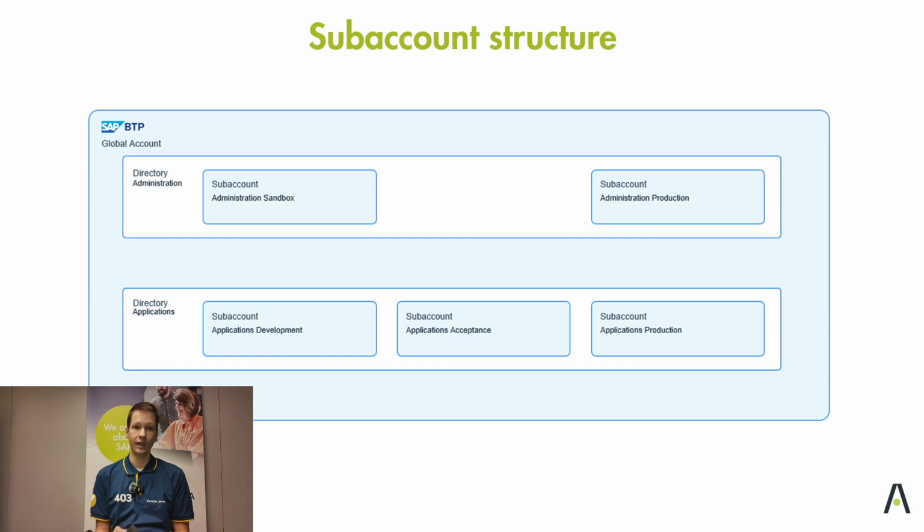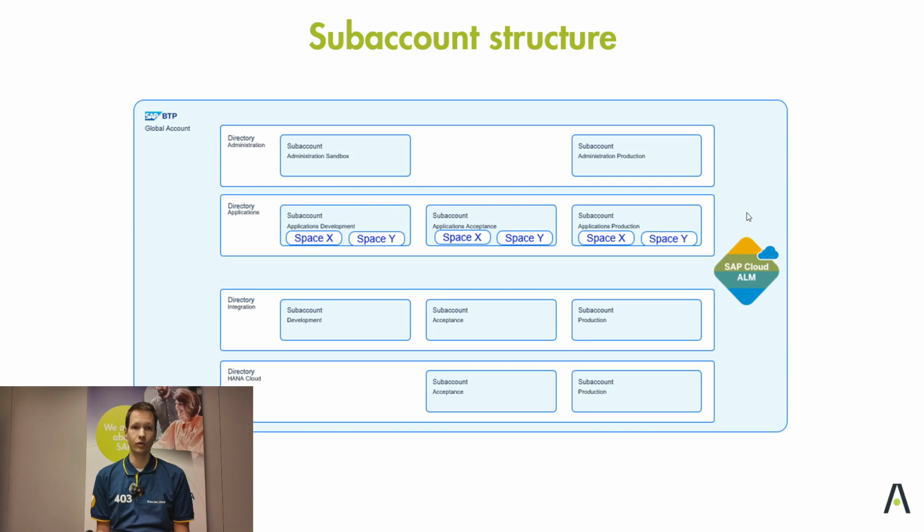For applications, we then again make a different directory where we put in all the sub-accounts related to your applications for development, acceptance, and production. This is like the minimum setup that we recommend to get started, but it also allows you to grow. For example, if in the future you have Integration Suite, you can have a directory for everything related to integration.